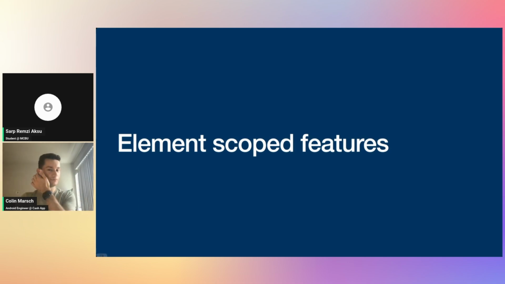So now to get more specific on element scoped features, again, these are ones that are specifically applied to a single UI element, like an image or text. These are where Compose Multiplatform does provide APIs that allow us to change the accessibility functionality of the elements in our app. So I want to go through a few of the most popular or sort of important features here.